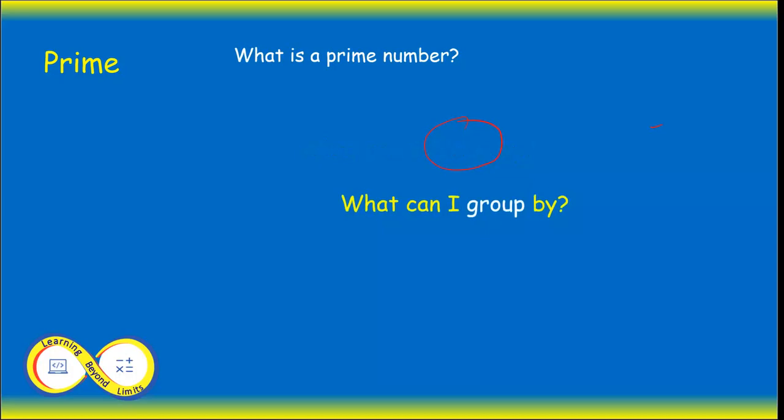Or we can think about the word group. And so we could ask ourselves the question, what can I group? How can I group this number? What can I group by? So if you have some questions about what factors are, go watch our previous video on factors.